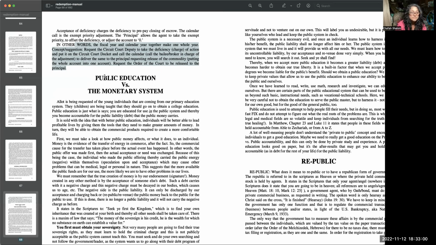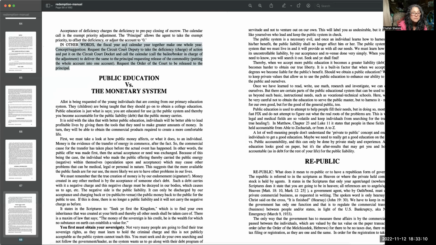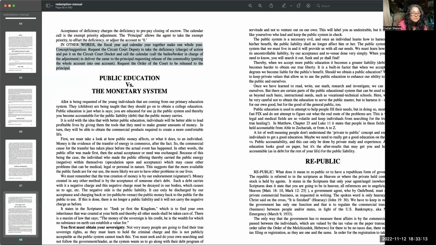Public education. Well, I like that paragraph right there. And I like that one too. I don't know about this. Adjust the account to zero. How do we do that? Accept the deficiency charges. Okay.